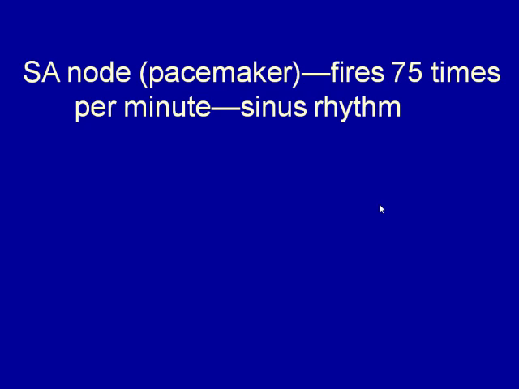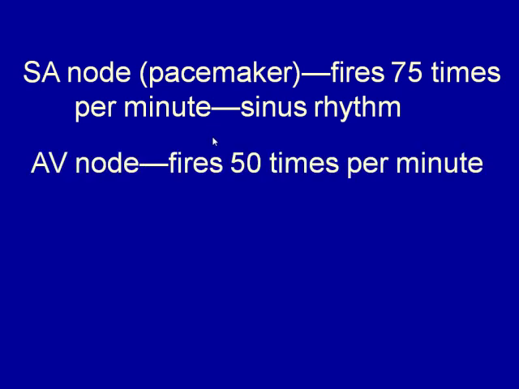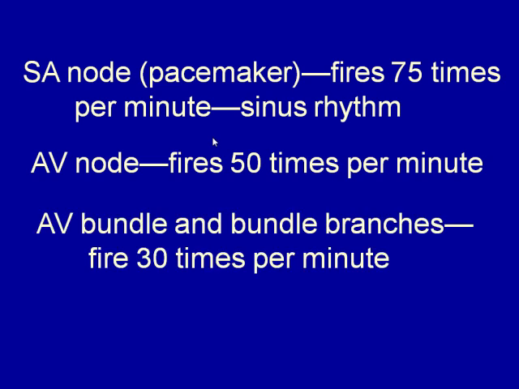Given its own little system there, it will discharge about 75 beats per minute. When the heart is going somewhere between 70 and 80 beats per minute or so, we say that the heart is in normal sinus rhythm, indicating that the sinoatrial node is doing its job and taking care of everything. Now the other parts, the other cells of the intrinsic system can also discharge on their own, but not as frequently as the SA node. The AV node can fire about 50 times per minute, and the AV bundle and bundle branches can fire about 30 times per minute.